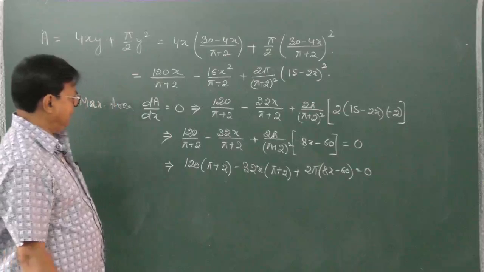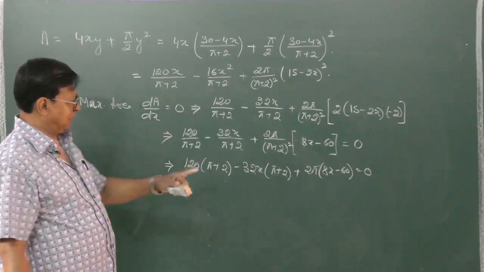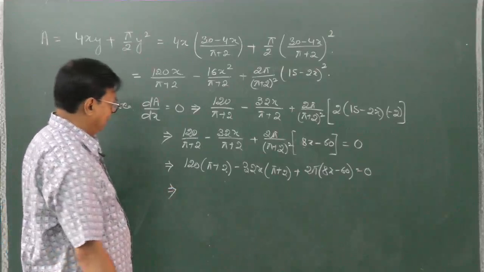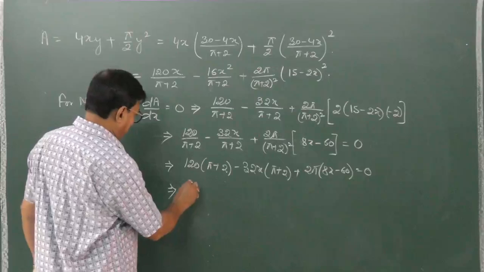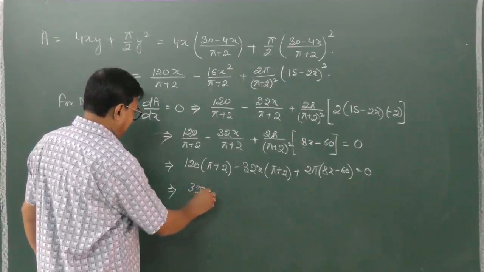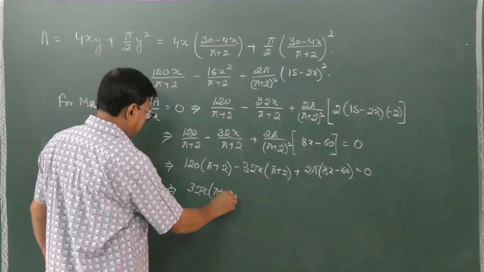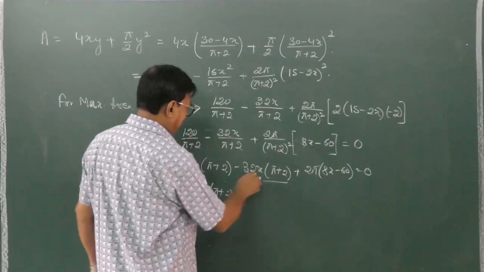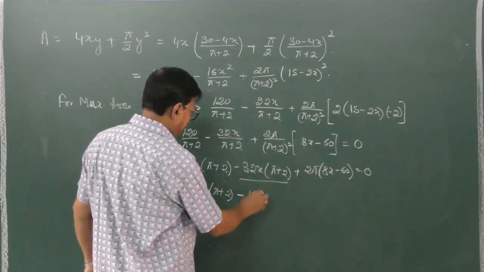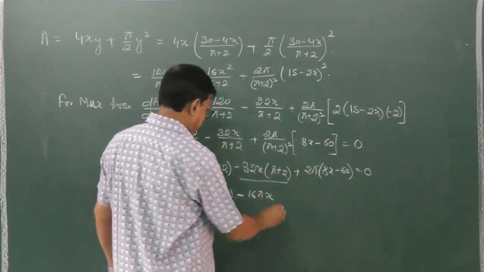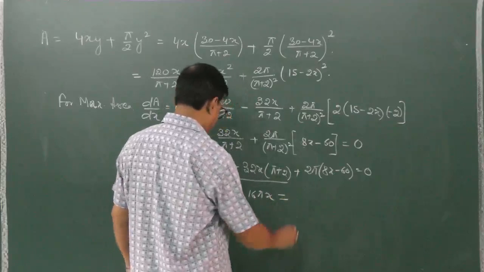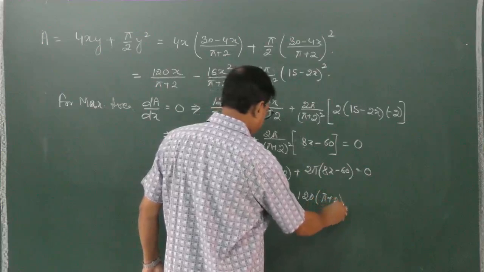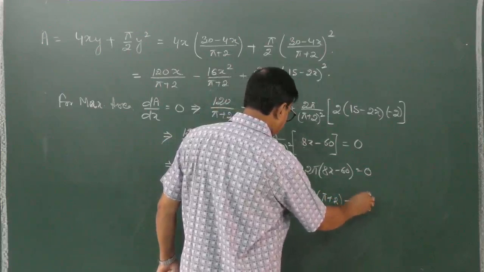and this is equal to 0. So take an LCM as pi plus 2 whole square, taken to the right hand side. So this is what we get. We have to get x. So keeping the term with x on one side, that's 32x into pi plus 2. This term, and this I'm taking to the other side, so minus 16 pi x will be equal to 120 into pi plus 2 minus 120 pi.